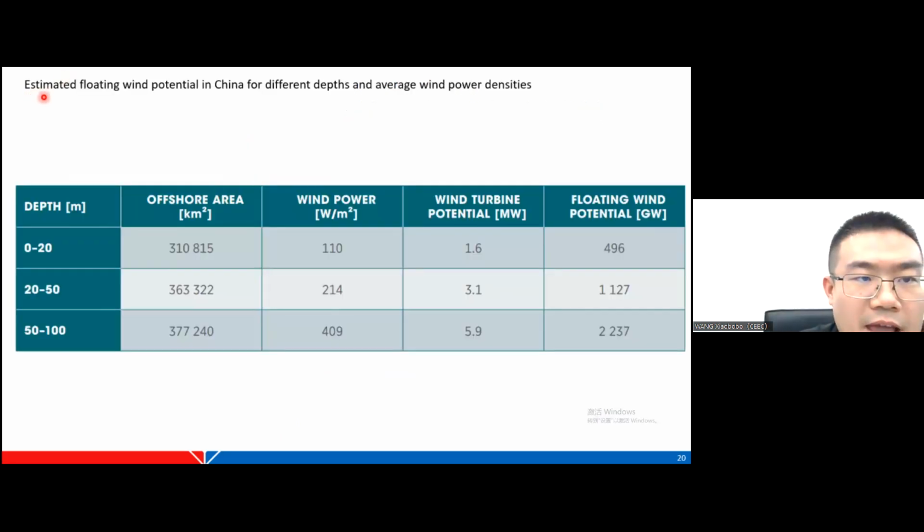Okay, this is the estimated floating wind potential in China for different depths and the average wind power density. As you can see, the depth and the wind power.